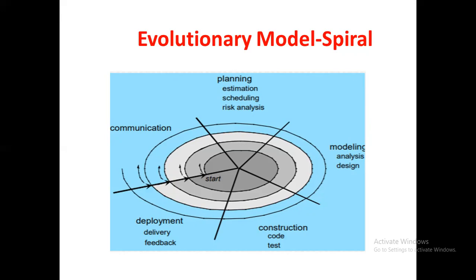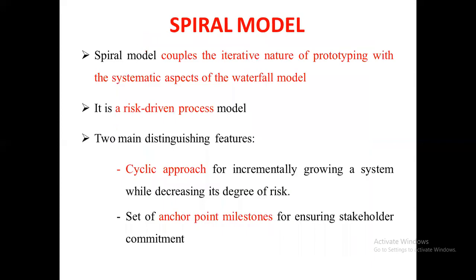In the prototyping model, risk analysis is not done, whereas here we will do risk analysis at each and every stage. So that is the main feature of the spiral model. Then planning is followed by creating the design, that is modeling, and then we go for writing the code, implement it, collect the feedback, and we make any further enhancement to the system. So this is the process involved in the spiral methodology.